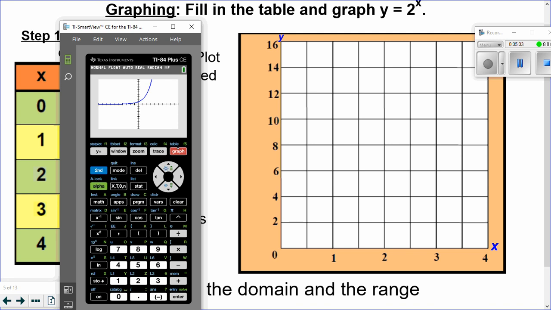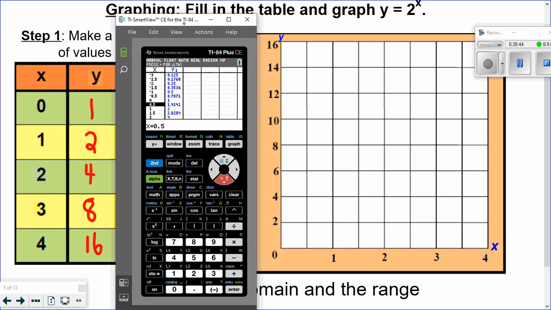If you press second and table, you can go down to where x is 0, and then just fill in the table. So 0 is 1, 1 is 2, 2 is 4. When x is 3, the y is 8, and when x is 4, the y is 16. And then all you have to do is actually graph those numbers.